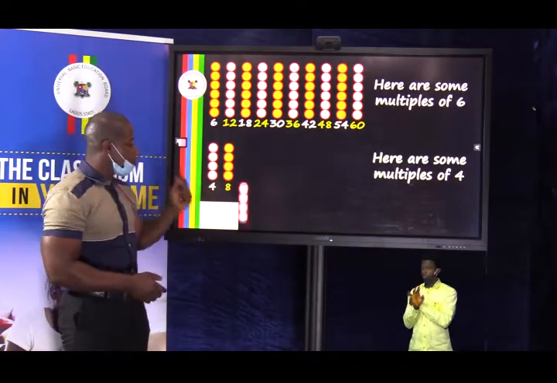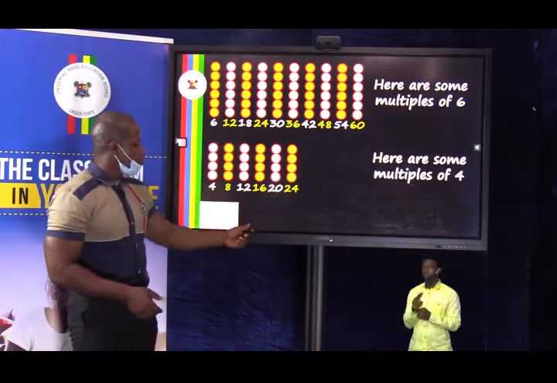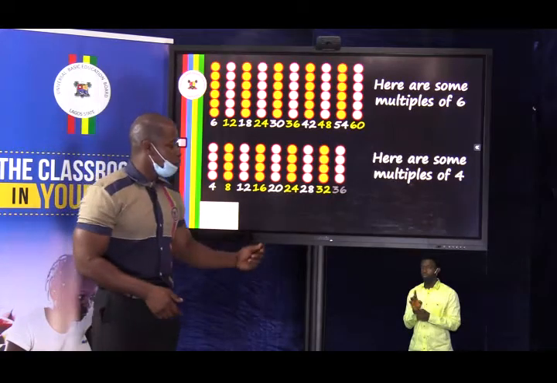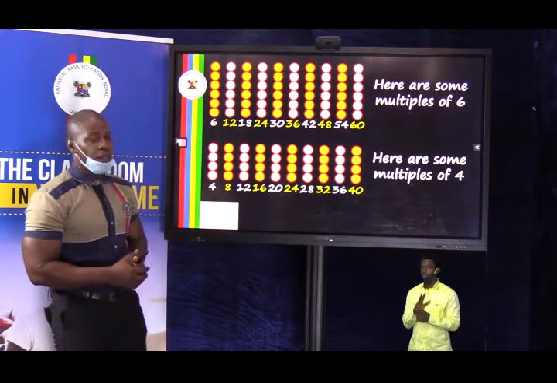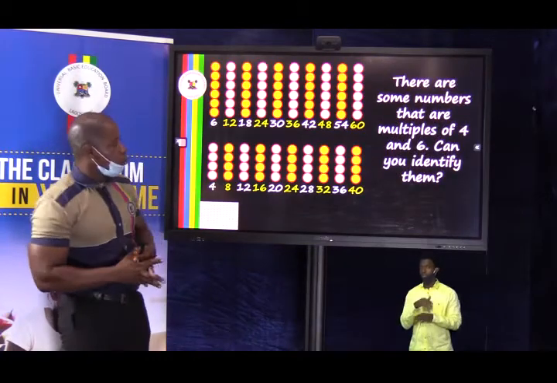4 times 2, 8. 4 in 3 places, 12. 4 in 4 places, 16, 20, 24, 28, 32, 36, 40, and like that, 44, 48. So that is what we call multiples.